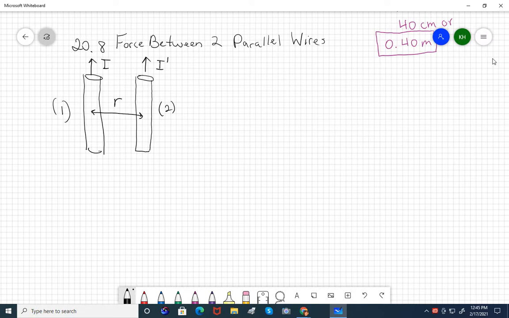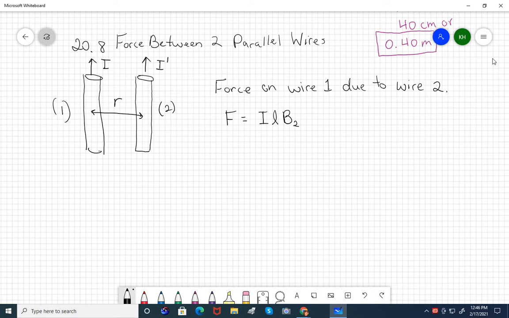We want to find out, let's think about the force on wire 1 due to wire 2. Now we know that Newton's third law says that force is going to be the same on both wires. If wire 1 exerts a force on wire 2, then wire 2 exerts an equal force on wire 1. We know that the force is going to be equal to IL times B2. B2 is the magnetic field due to wire 2.